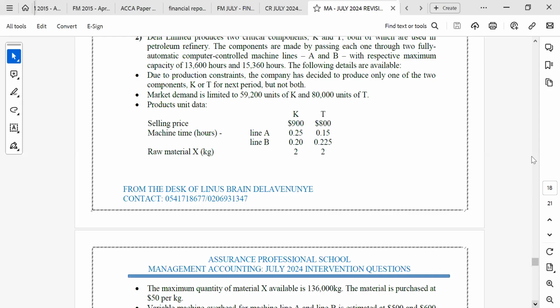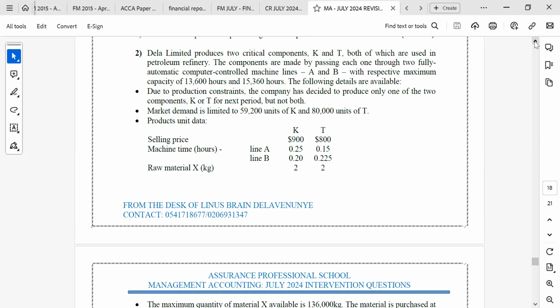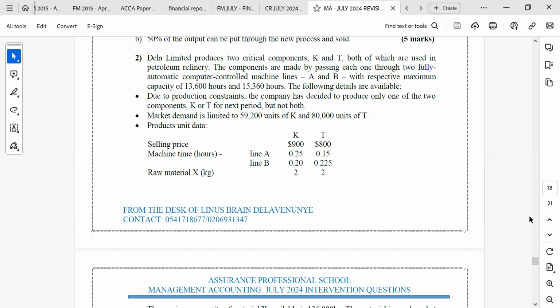All right, so I was talking about the selling price. What is the selling price? 900 for product A and 800 for product T. Okay, what are their variable costs?